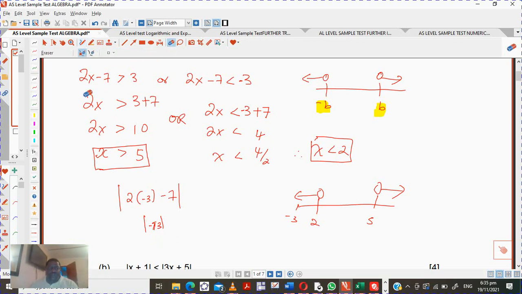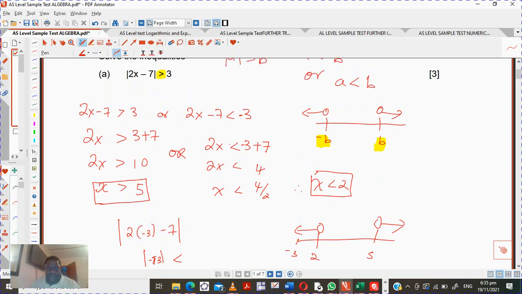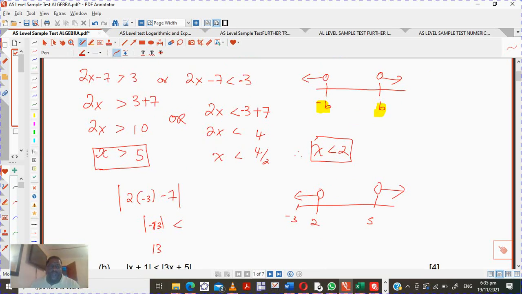So what you realize is, of course, we have got that particular one. 13 is the absolute value. The original one should be greater than 3. So just to make sure that both solutions are working, let's see if this value that we are inserting here is greater than 3. Of course, the absolute value of -13 is 13, and 13 is greater than 3. So both these solutions will work.